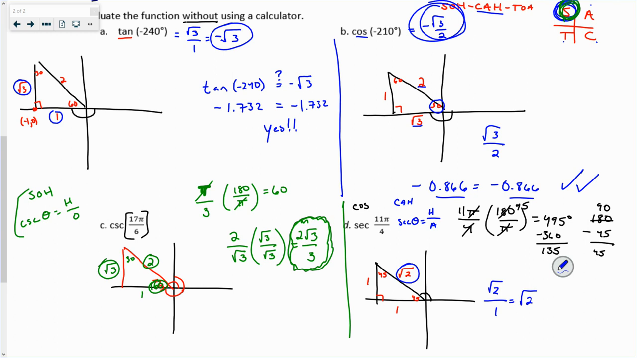Issue being in the second quadrant, only derivatives of sine are positive, so our final answer needs to throw a negative on there. If I go into my calculator and I do the secant of 495, I get something like negative 1.414. If I type in negative square root of 2, I also get negative 1.414. So that's just verifying that this is the answer I want. This is the answer I accept.